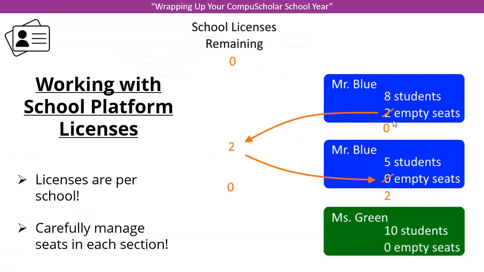So in that case, you can go into the Manage My Logins area of the course and actually remove those empty seats, which will increase the school license count back to 2, and then you can go into the second course and draw those 2 licenses down, and then you'll have 2 empty seats that can be used for your students.